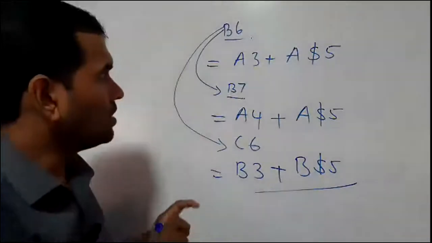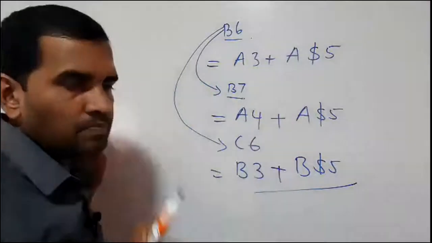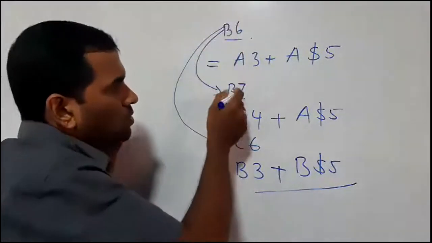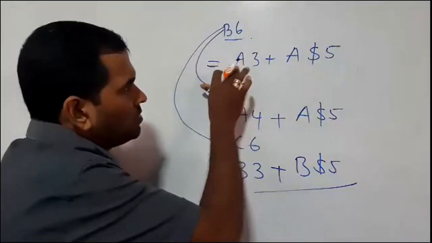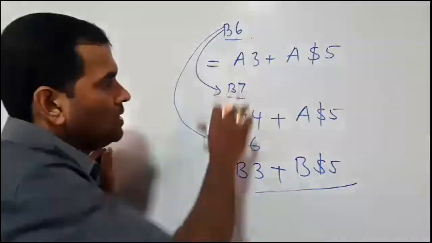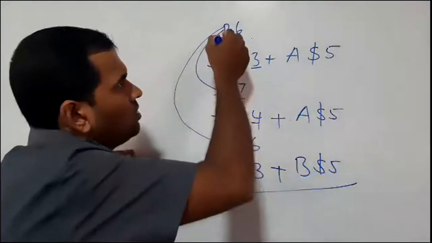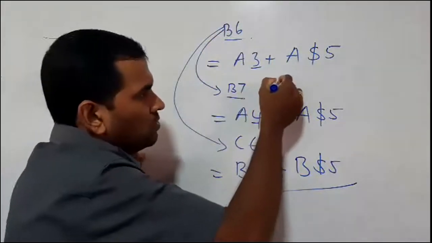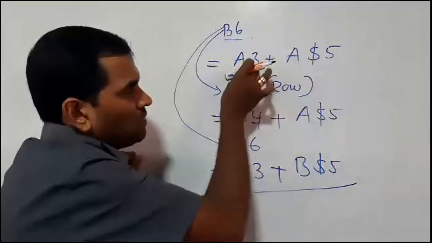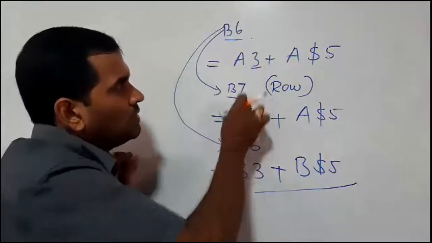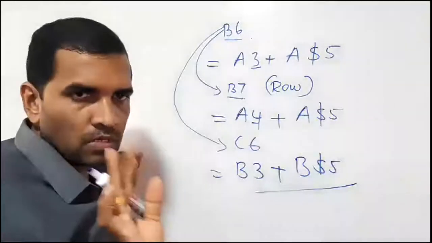Let's understand. Look here. Take it again: equal A3 plus $5, right? Now, we copied that formula to B7, which means the next row. Now look here, what happens to A? It remains A, no problem. But look here, 3 becomes 4. I'm checking the first one, not the other one, this one, A3. So when you go from B6 to B7, the column remains the same, but the row changed. 6 became 7.